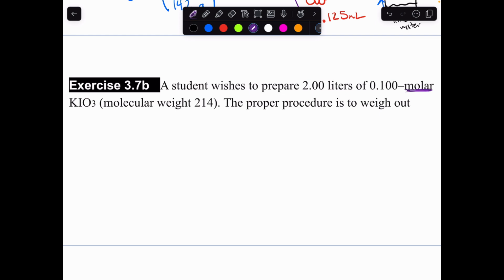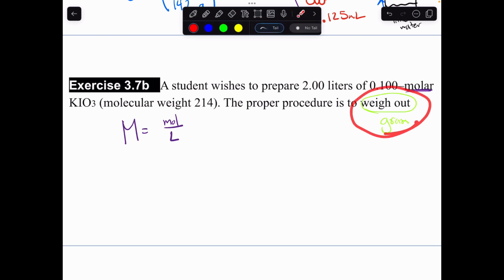So the difference here is we're looking for our final answer, a gram amount is what we need. So we're still, in a sense, going to use our molarity equation. Molarity is moles per liter. If the end goal is to get to grams, then the first step would be to get to moles, because moles can connect us to grams. So step 1 is find the moles.